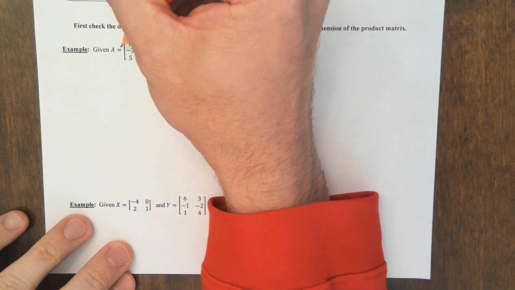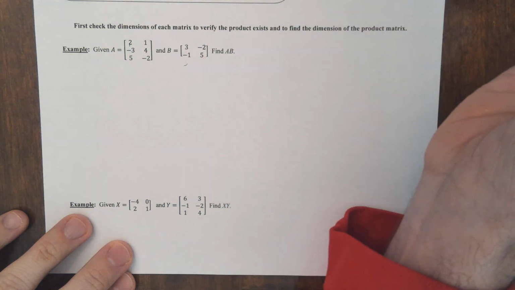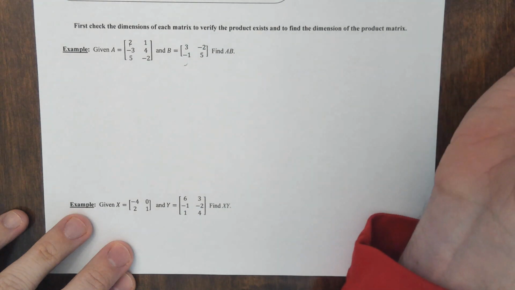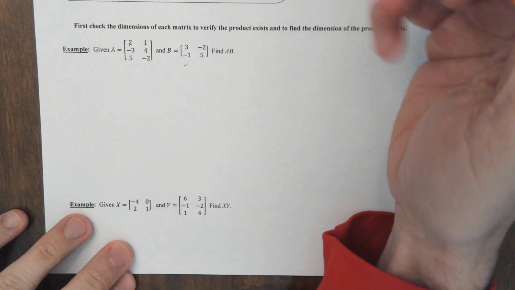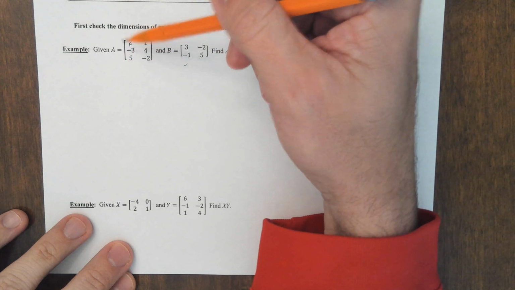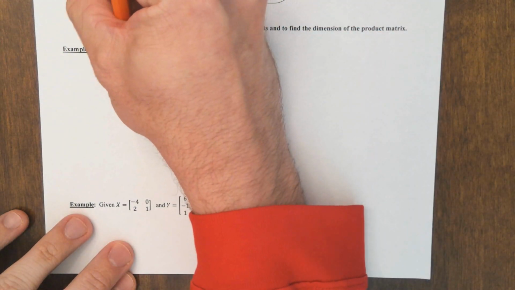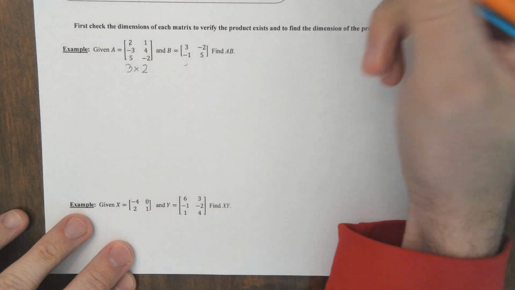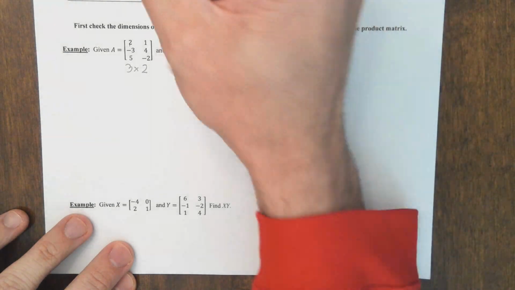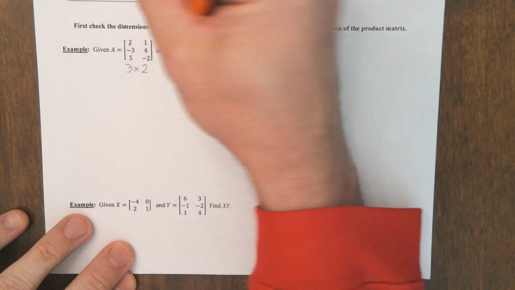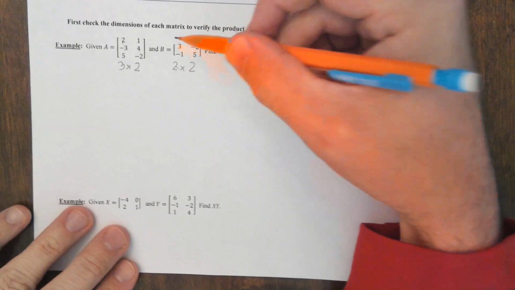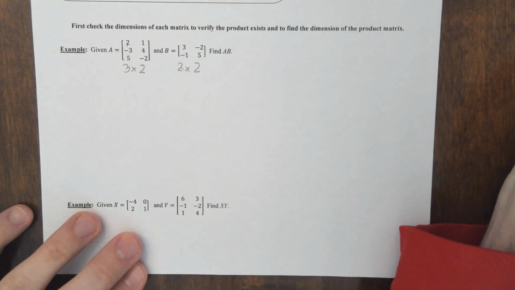So what type of dimensions do I have here? Remember, a matrix is written in the form of rows times columns. That's how you determine its dimension. We talked about it yesterday. When you look at this matrix, I've got 1, 2, 3 rows and 2 columns. This is a 3 by 2. When I look at this second matrix, this is a 2 by 2: 2 rows, 2 columns.